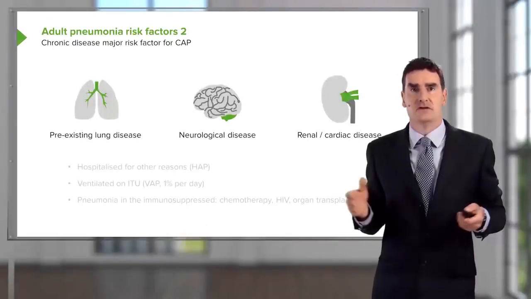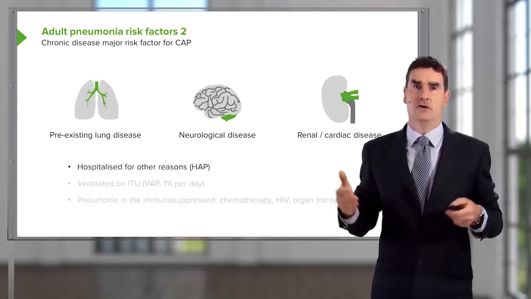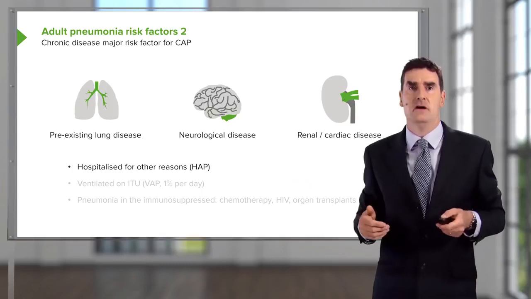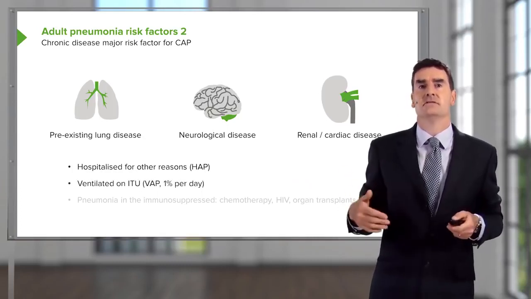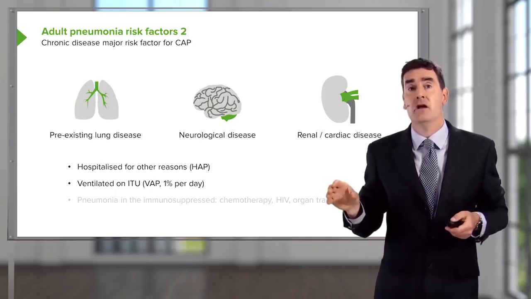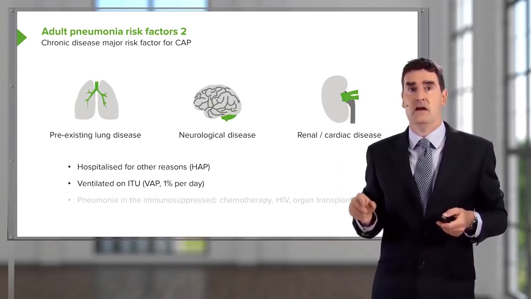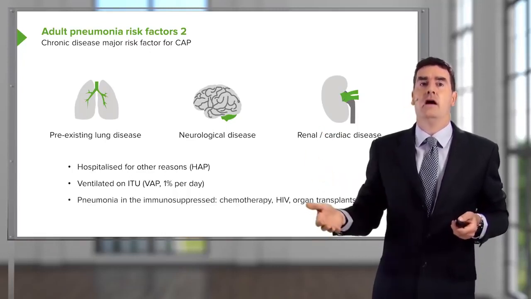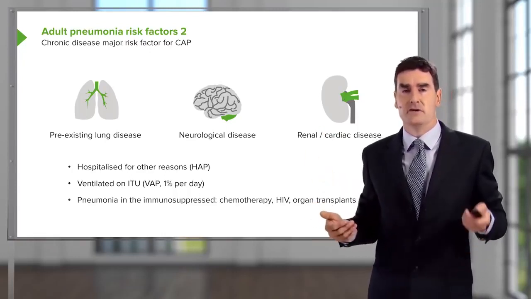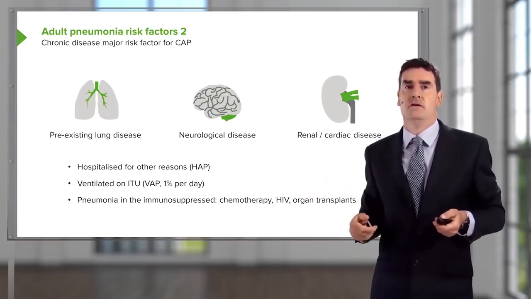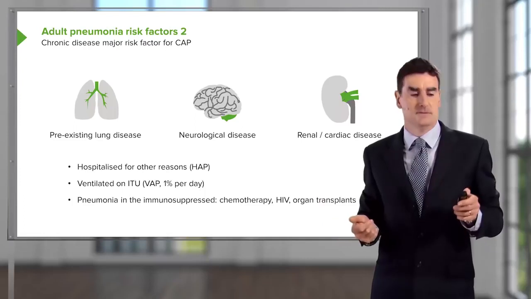Now, if you have hospital-acquired pneumonia, you need to be in hospital. So if you're hospitalized for a reason, then you're at risk of hospital-acquired pneumonia. And if you're ventilated, then you're at risk of ventilator-acquired pneumonia. And the risk of that is about 1% per day that you are ventilated. And then, of course, the patients who are immunosuppressed for their treatment of their cancer or because they've had a lung transplantation, etc., those will be at risk of pneumonia of the immunosuppressed patient.